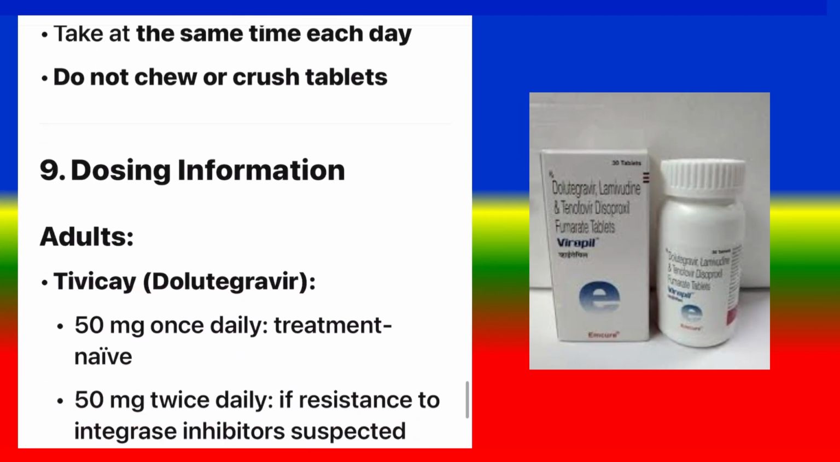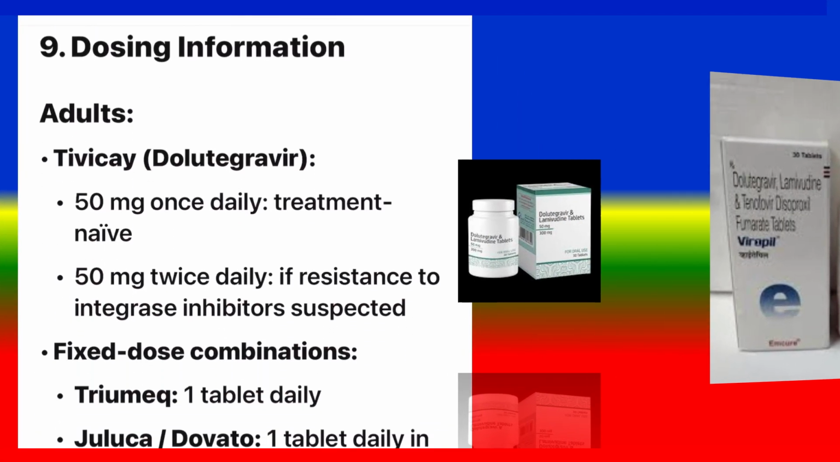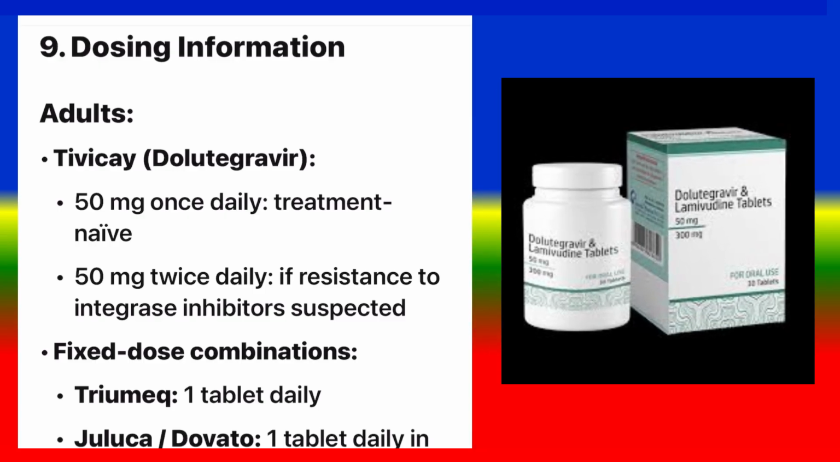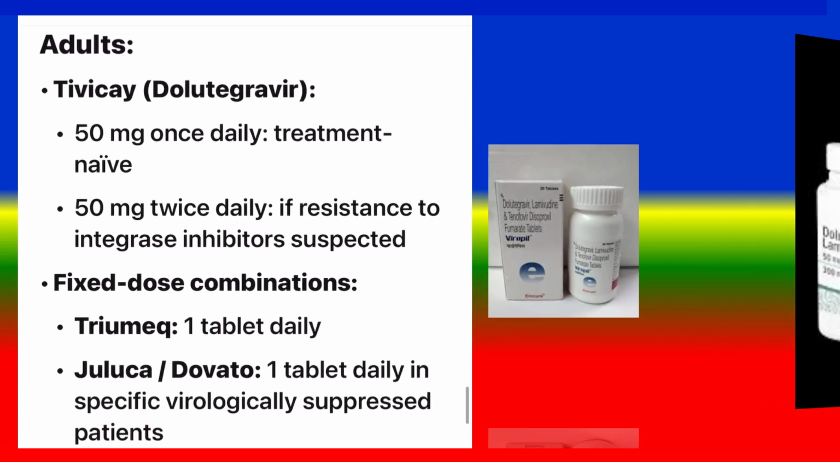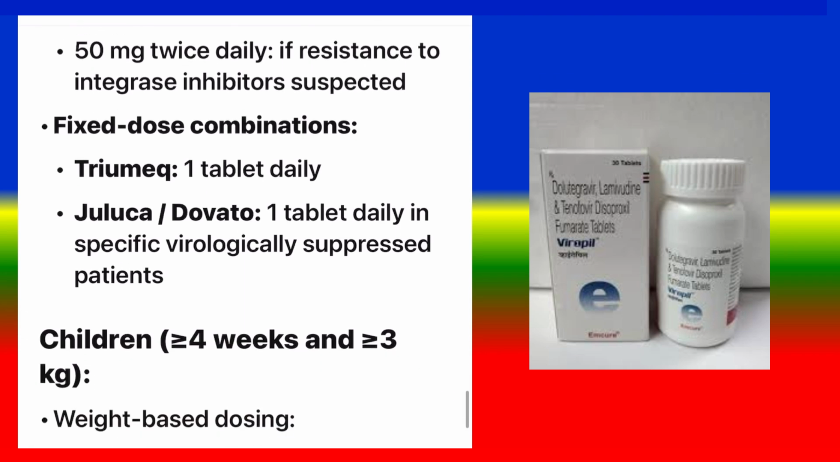9. Dosing information. Adults. Tivicay, dolutegravir, 50 mg once daily, treatment naive; 50 mg twice daily if resistance to integrase inhibitors is suspected. Fixed dose combinations: Triumeq, 1 tablet daily. Juluca, Dovato, 1 tablet daily in specific virologically suppressed patients.